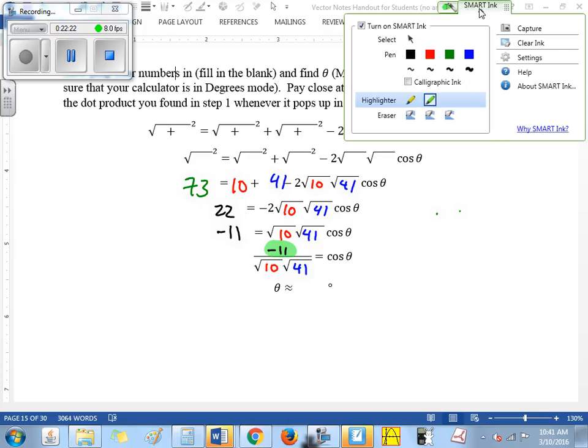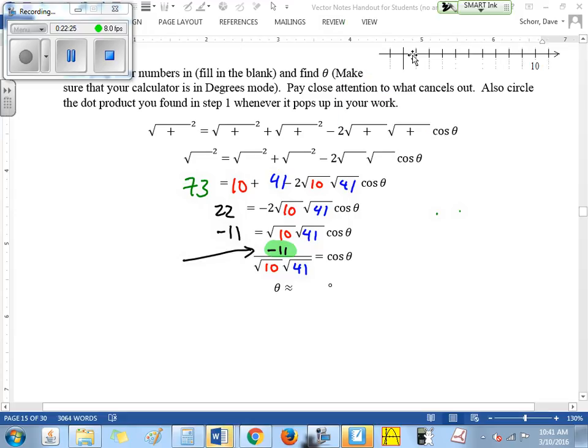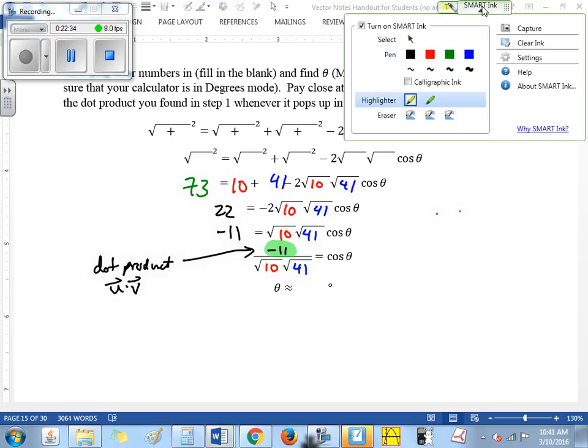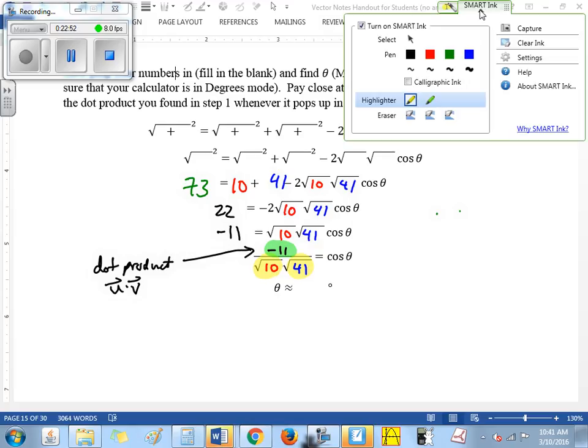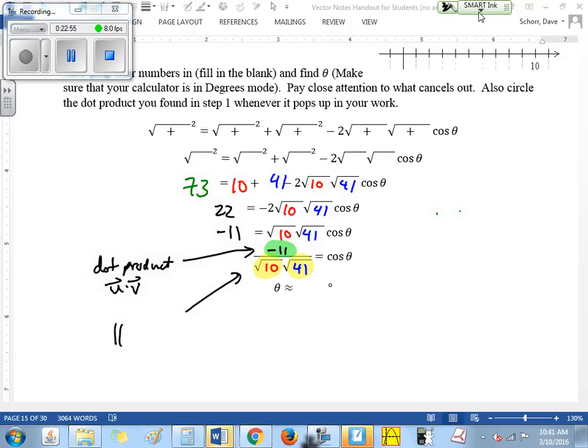This is the dot product that we found earlier. This was u dot v. You see? And these two things on the bottom aren't mysterious either. We know what these are. What's rad 10? Magnitude of vector u, correct. And what's rad 41? Yes. So I think we've got ourselves a formula. That's magnitude u. That's magnitude v. Okay, now you can go ahead and give me the angle if you want to type it in. Make sure it's in degrees mode.